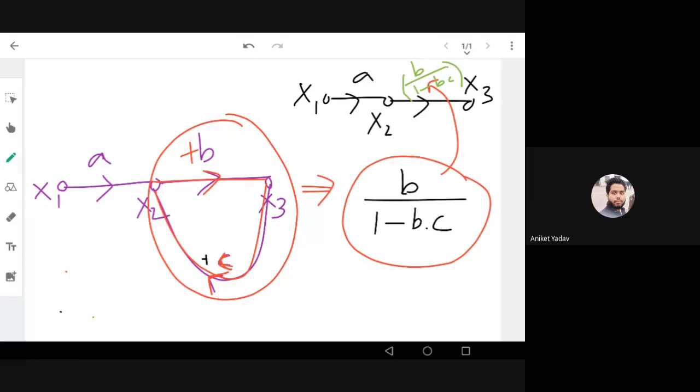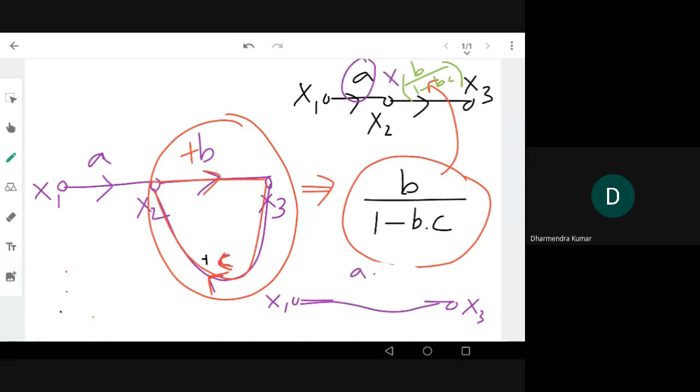Fine. So again, we can reduce this. How can we reduce this further? You know, this is x1 and again I can make it x1 to x3. Can reduce one node again. So then now the path will be A into B divided by 1 minus BC. Right? So this is your x1 to x3. So what is the gain? A, this is the gain here, into G1 into G2. That means A into B divided by 1 minus BC is the net gain.